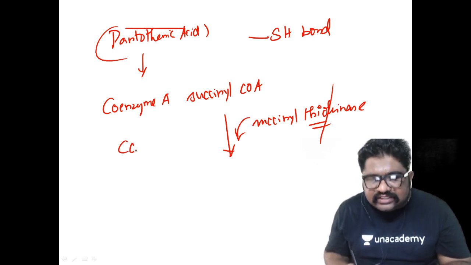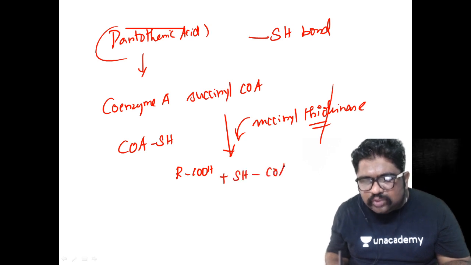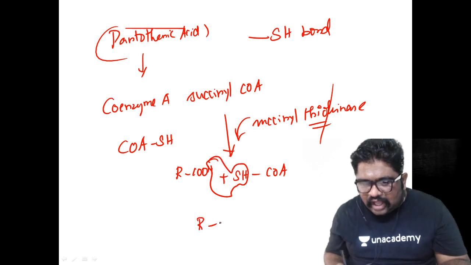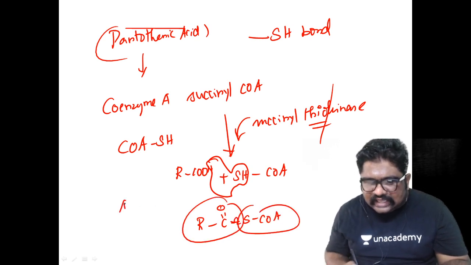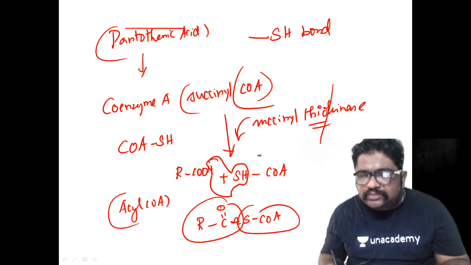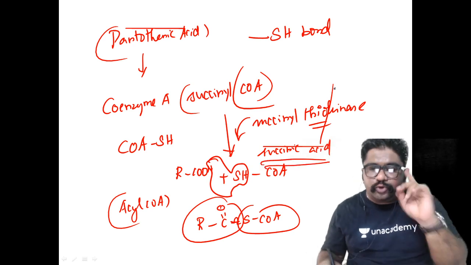That coenzyme A is written as CoA with an SH. Now, when I bring any kind of acid, for example, RCOOH, near the SH group of CoA, then both of them will lose a water molecule in such a way that I will have RCO with an S-CoA, which is a high energy bond. This is called acyl CoA. Now, I am saying succinyl-CoA is losing the CoA so that it becomes succinic acid.